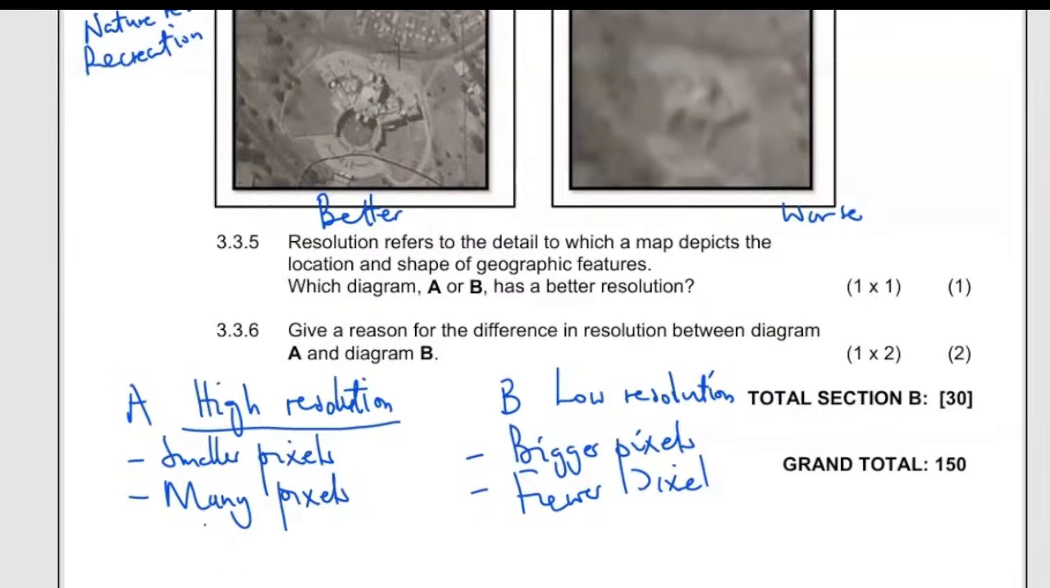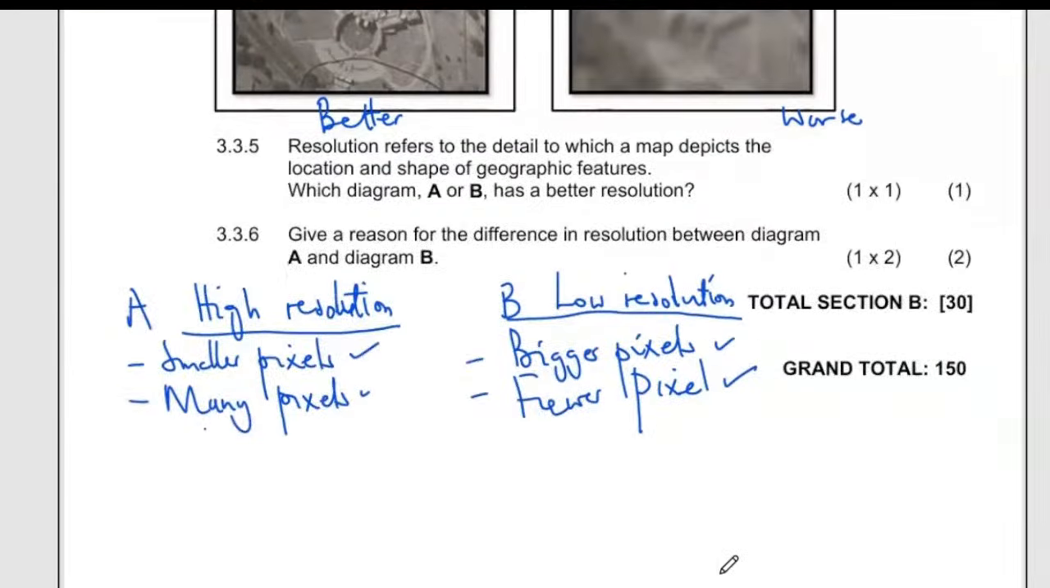So our clarity here is what we are referring to as resolution. The amount of detail that can be detected on the picture. We can actually see from diagram A, but from B we cannot see. Why? It's a low resolution. Where does the low resolution come from? It comes from the size of the pixels and also the number. So the bigger the pixels and the fewer the pixels, the lower the resolution. Smaller pixels in large numbers give us a clear picture, which is a high resolution image.